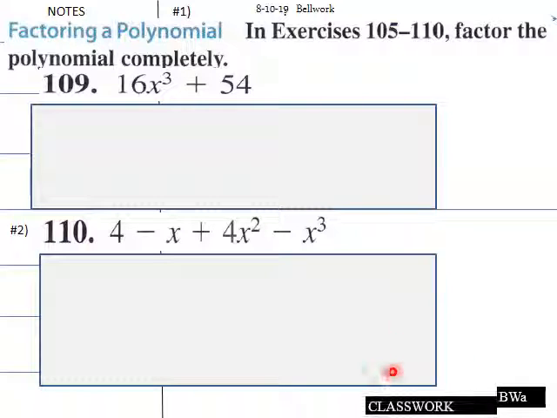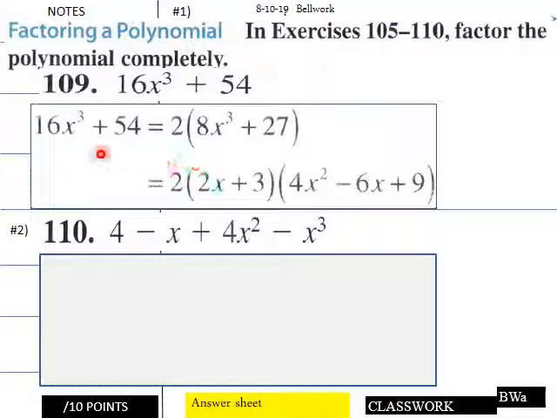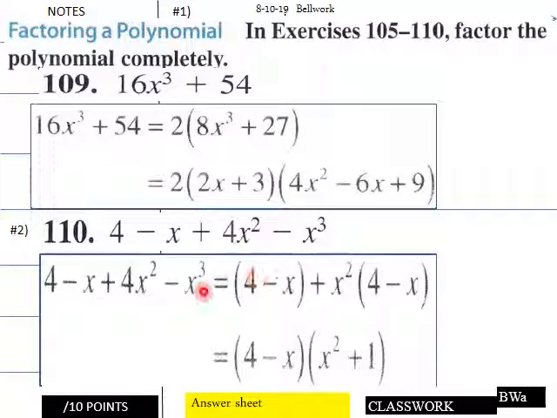Okay, everybody, welcome back for your solutions of today's bell work. 16x cubed plus 54 factored completely. We're going to factor out a 2 here, 8x cubed plus 27. We can factor out a 2x plus 3, and then we have a quadratic here, 4x squared minus 6x plus 9. And then down here, 4 minus x plus 4x squared minus x cubed.